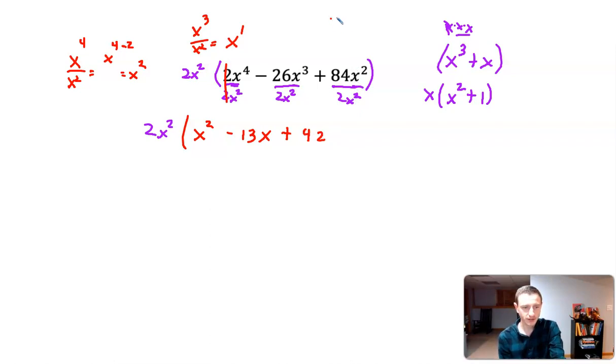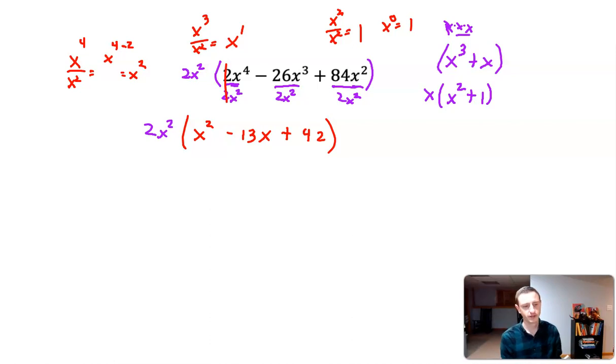X squared over x squared. There's two ways of thinking about this. Same thing divided by the same thing. If I have 2 over 2 equals 1. 3 over 3 equals 1. 4 over 4 equals 1. X squared over x squared equals 1. Or 2 minus 2 is 0. X to the 0, anything to the 0 power is 1.